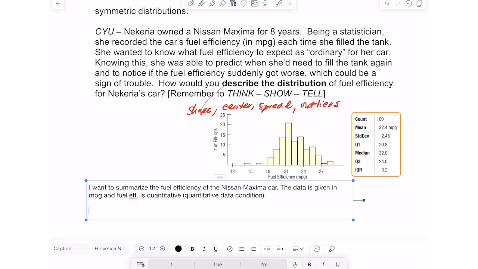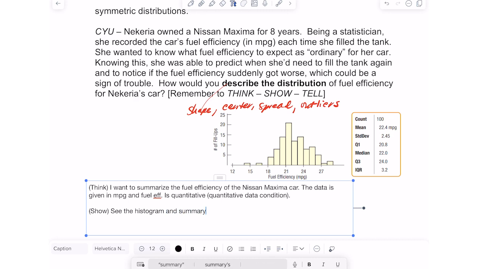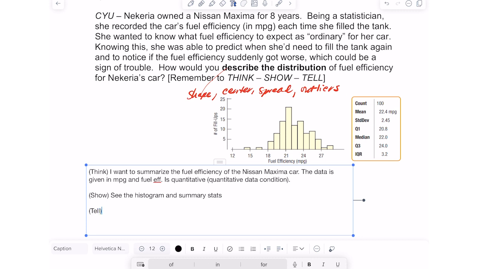So the show is already done for us, right? So let me label this. This is the think. The show we did, that's the histogram and summary statistics. And then the tell. Okay, so when I look at this, what story do I want to tell?